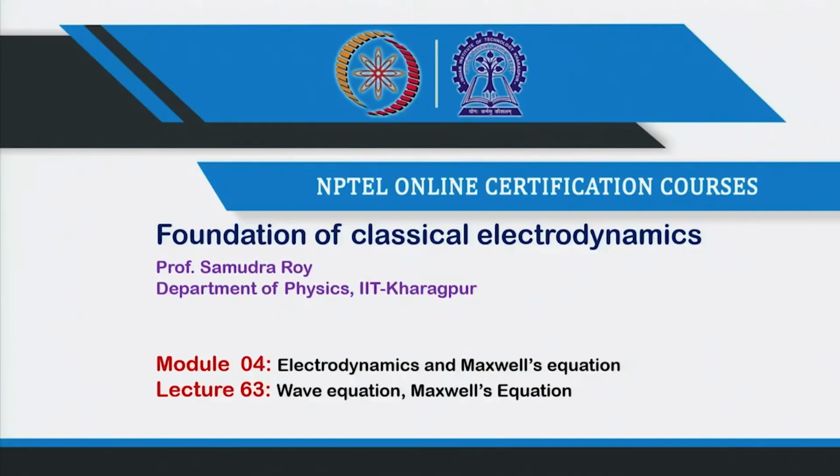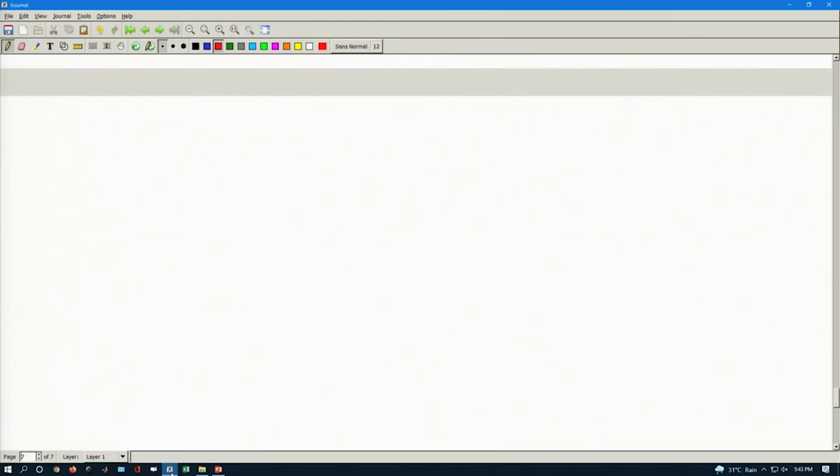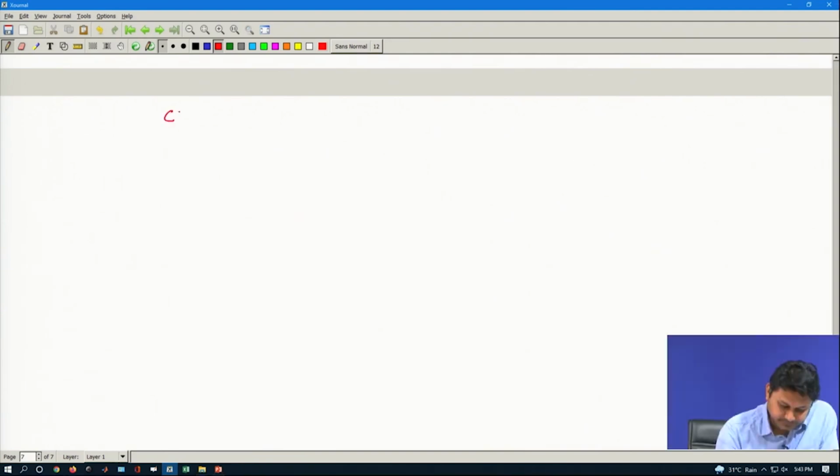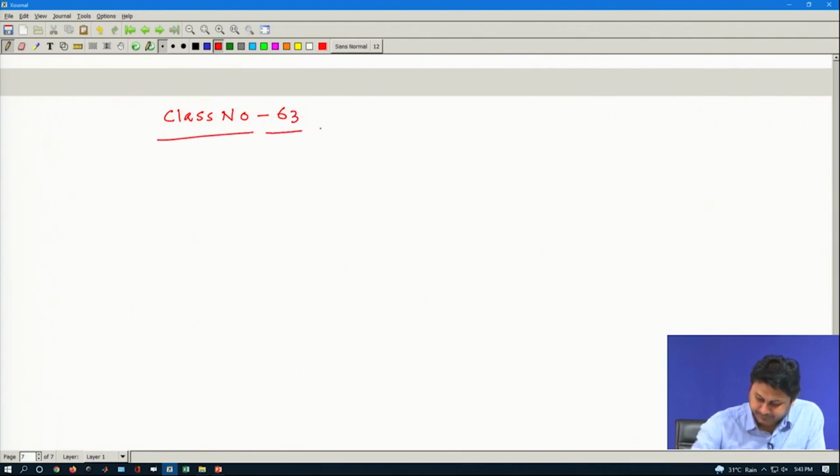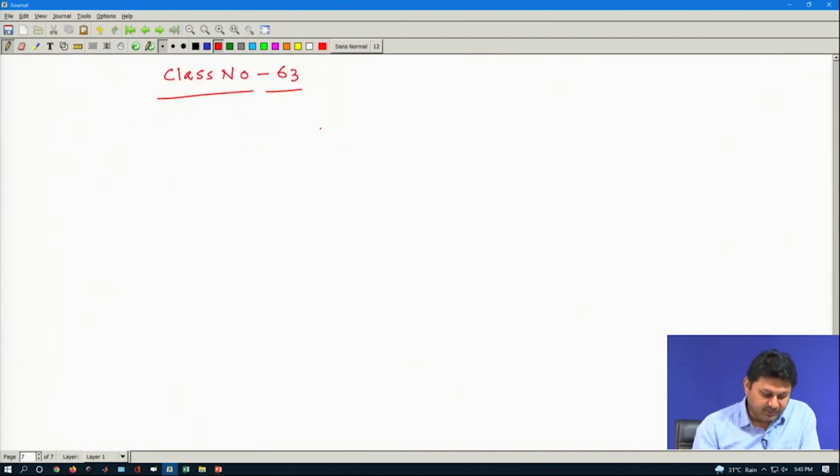So, today we have module 4, and under this module, in lecture 63, we are going to learn the wave equation and then Maxwell's equation. Class number 63 today. Before going to Maxwell's equation, it is important that we should know about the wave equation. So, let us first discuss the wave equation.